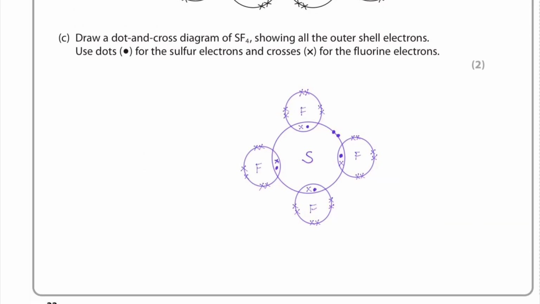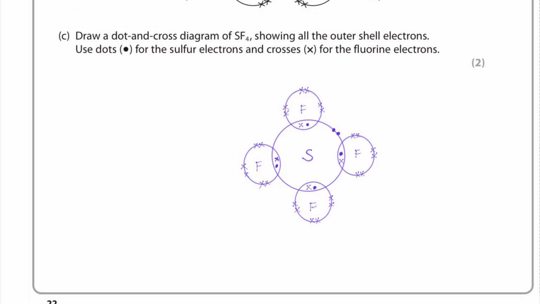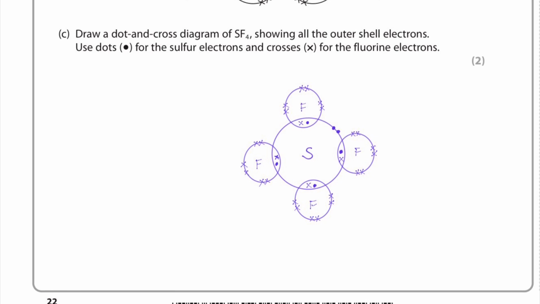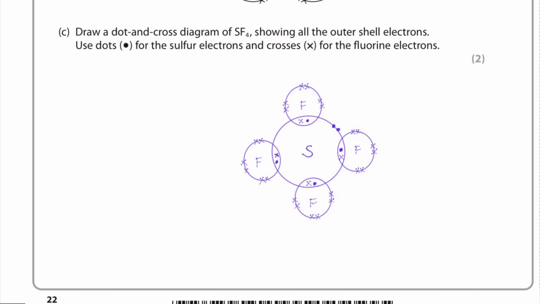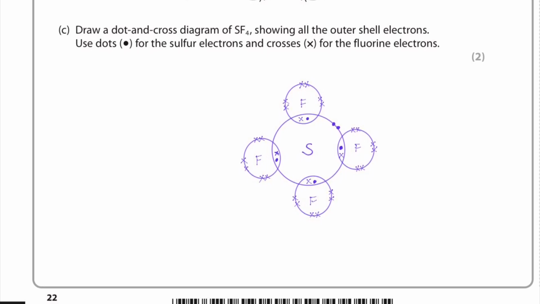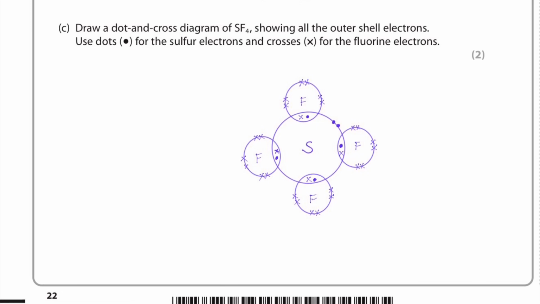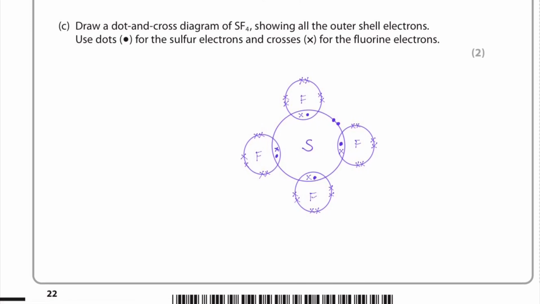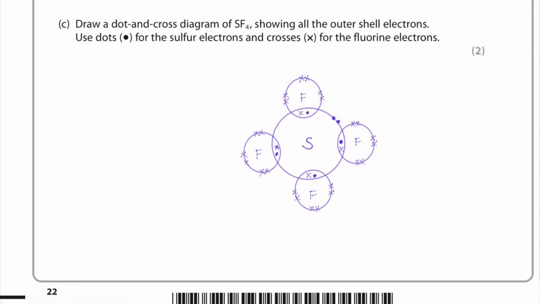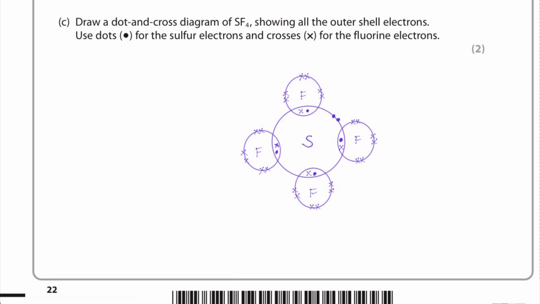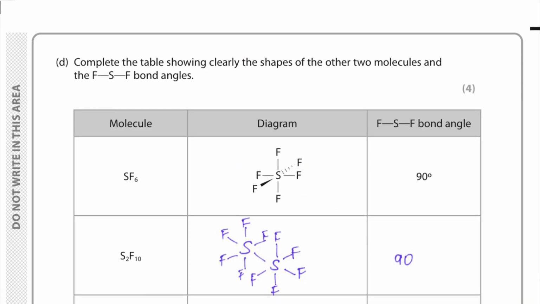Next, draw a dot and cross diagram of SF4 showing all the outer shell electrons. Here, sulfur still has 6 valence electrons. It forms 4 bonds with fluorine atoms using 4 electrons. That leaves 1 lone pair on sulfur. Each fluorine has 3 lone pairs around it, as clearly shown here.